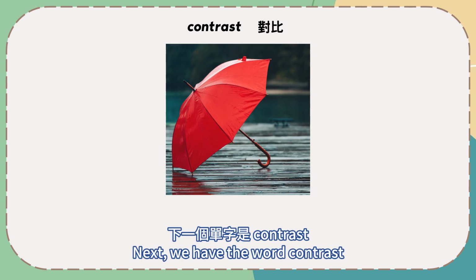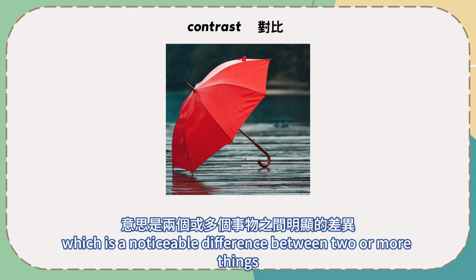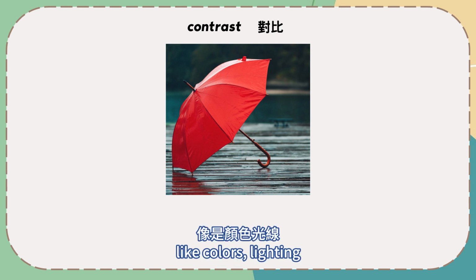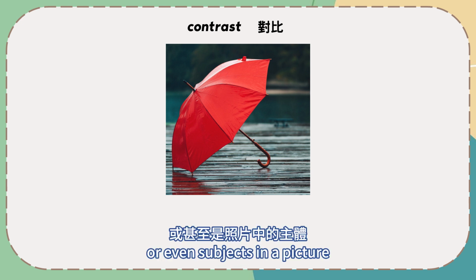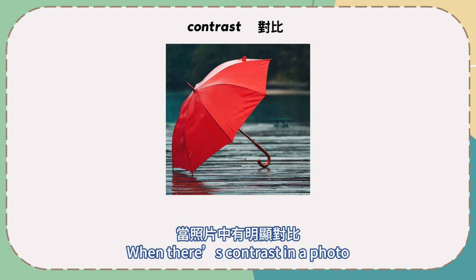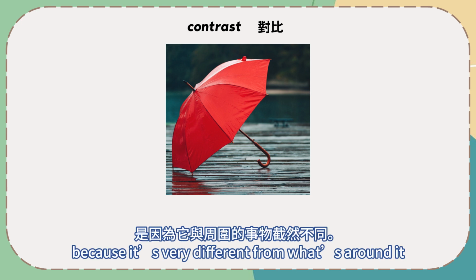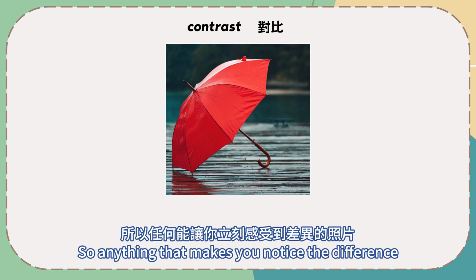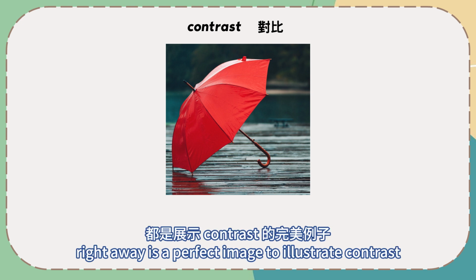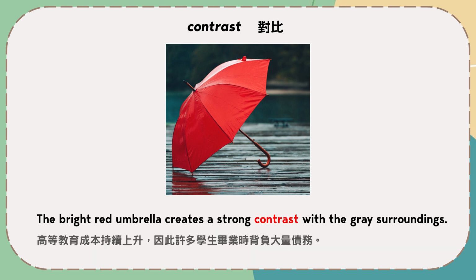Next, we have the word contrast, which is a noticeable difference between two or more things, like colors, lighting, emotions, or even subjects in a picture. When there is a contrast in a photo, it means something stands out because it's very different from what's around it. So anything that makes you notice the difference right away is a perfect image to illustrate contrast. The bright red umbrella creates a strong contrast with the gray surroundings.